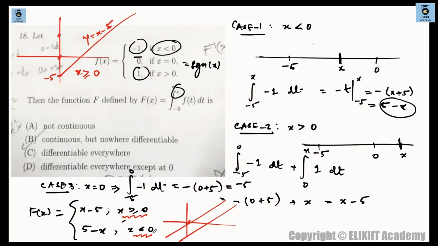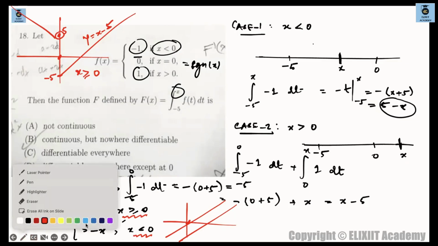Acha, at x equal to 0, what is the function value? 5. Open 5. So your graph will be somewhat like this. Clearly, it is discontinuous at 0. Clearly, the graph is discontinuous at 0.